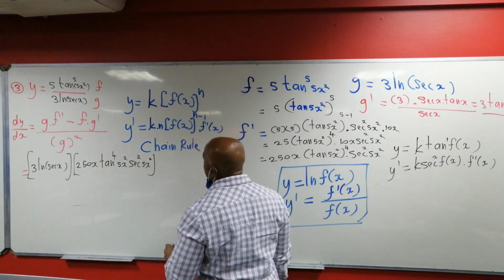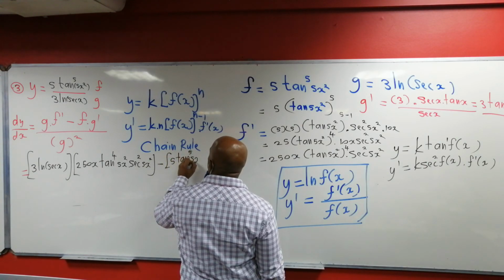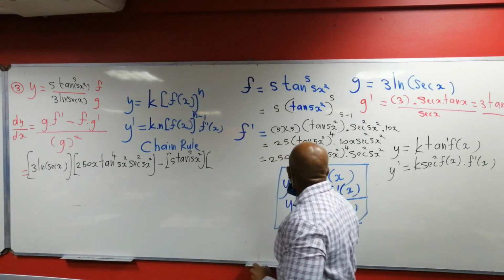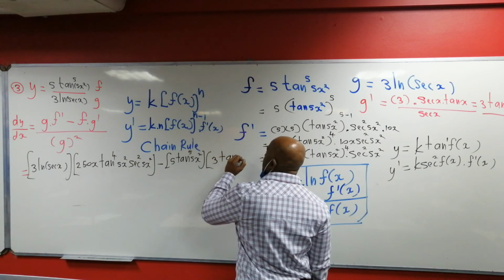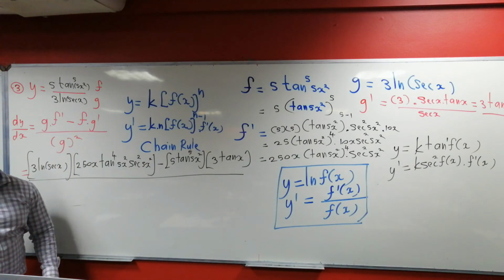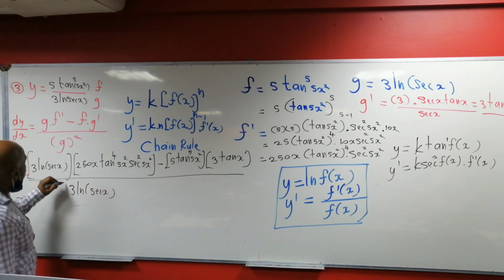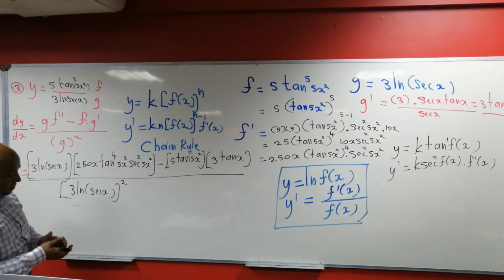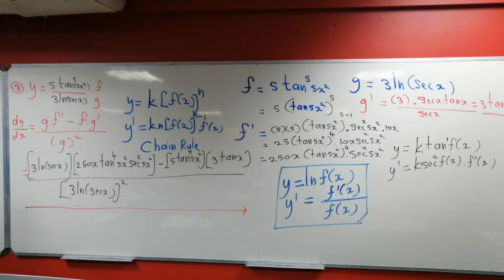So that's g f prime minus f, which is 5 tan to the power 5 of 5x squared, g prime, which we just found now, which is 3 tan x, and everything here is divided by the denominator squared, which is 3 ln sec x all squared. This is just the substitution. So that's g f prime minus f g prime all divided by g squared.